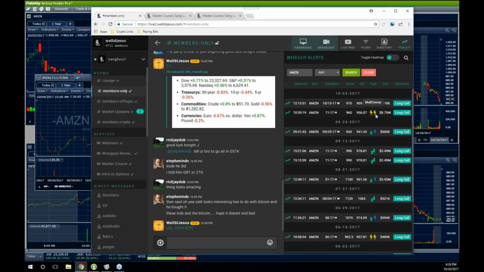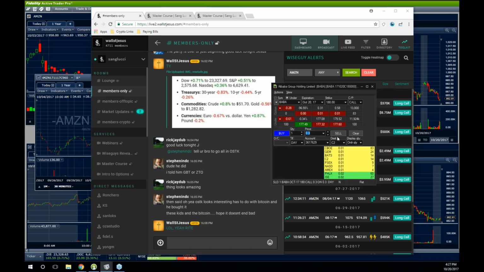What does a sweep order mean? Let's take a random option like this Alibaba 180 call, which expired worthless today. A sweep order says, give me everything on the book and sweep the whole offer, however high that price is. So if you sent a 1 cent order for, let's say, 2,000 contracts, the only way you're going to get filled is by sweeping the book.